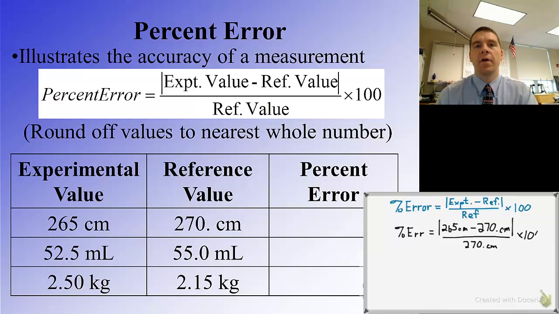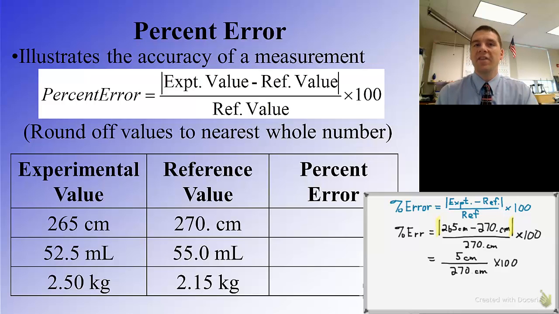And when we divide that out and multiply by 100, remember it's okay to round off your percent error to the nearest whole percentage, because again it's a way for us to gauge how close we were to the value that we should have gotten. The smaller the value is, the better. The larger it is, the more we might want to take a look at our work, what we actually did.